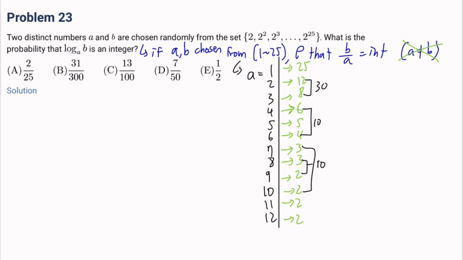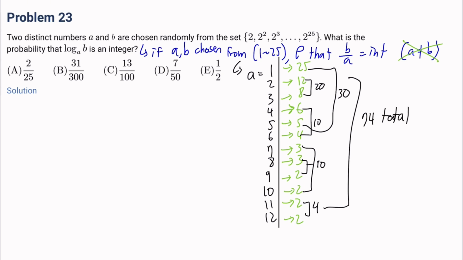This would be 30, and then 5 plus 25, that would be 30. Sorry, this isn't 30, that's 20, right? That's 20. And then this would be just 4. And so if we add them all together, that would be 74 in total. But then note that we ignored this one.